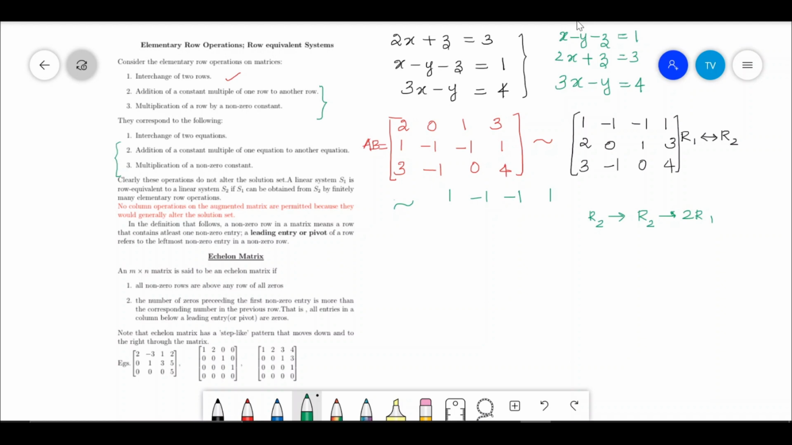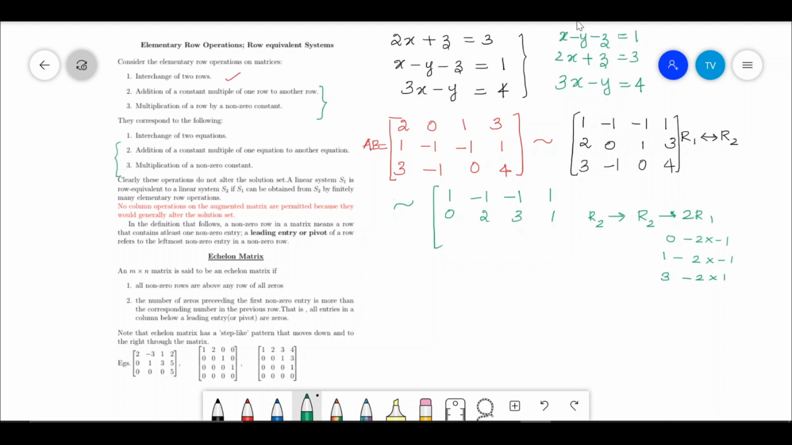So the first element becomes 2 minus 2, the second element becomes 0 minus 2 into minus 1, and hence we have 2. Then the third element becomes 1 minus 2 into minus 1, so we have 3. Then the last element becomes 3 minus 2 into 1, so 3 minus 2, it is 1. Then the last row, so let me just do with the second row for the time being, and let me explain this concept to you.